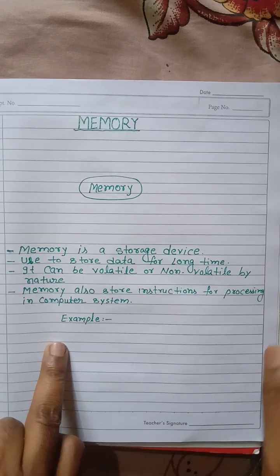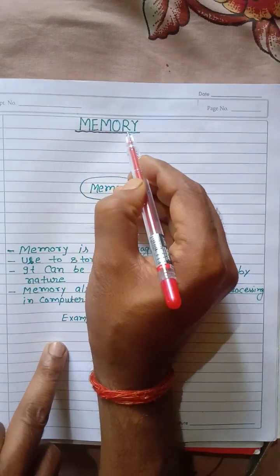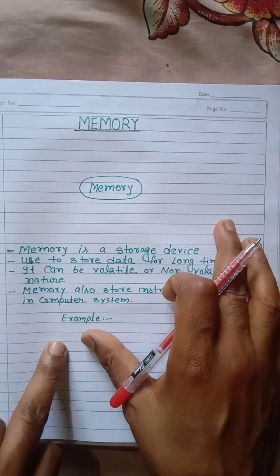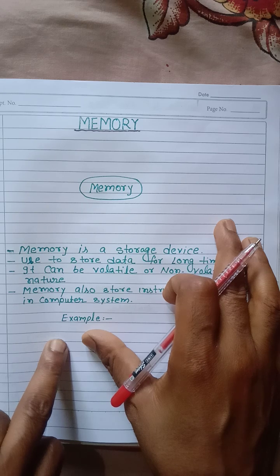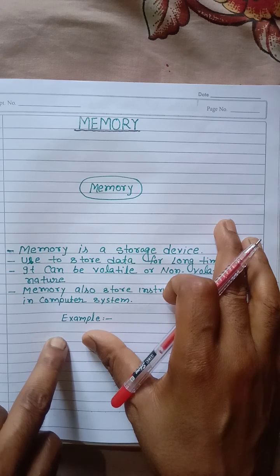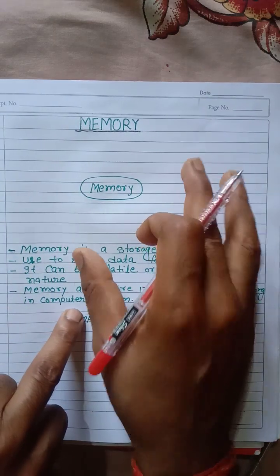Now we are here with the topic memory. This is the memory of the computer. Computer memory is just like human memory. So now we will learn how this memory works, what the features of this memory are, how many types of memory there are, and what the units of memory are. So let's continue. As we know, memory is used to store data.